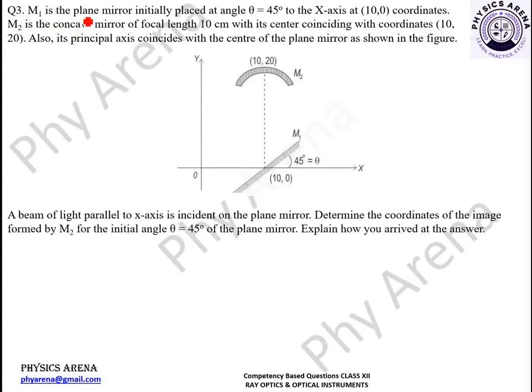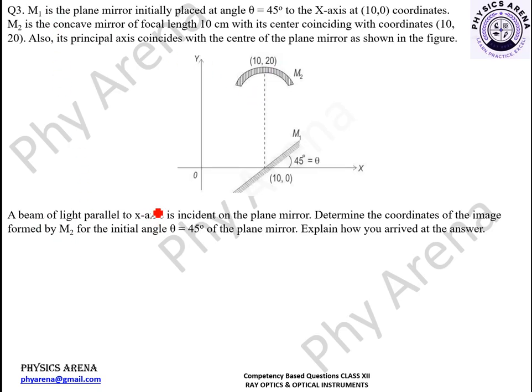Question 3. M1 is the plane mirror initially placed at angle theta equal to 45 degrees, and the coordinate at which it is placed is (10, 0). M2 is the concave mirror. It has a focal length of 10 centimeters and it is placed at the coordinate such that the optical center, or the pole of this mirror, since it's a mirror it has a pole, is at the coordinate (10, 20).